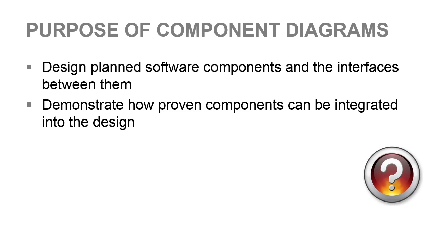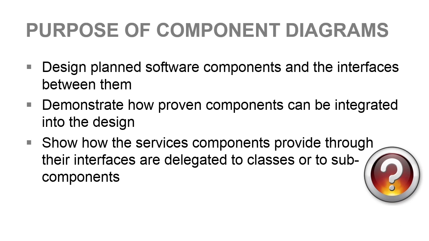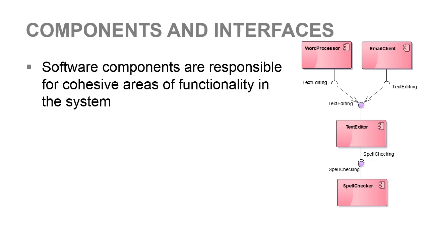One of the reasons for using components is to gain the benefits of software reuse, and they're often used to show how existing components will be integrated into a design. Finally, components can be made up of subcomponents, and ultimately are made up of classes. And we can use component diagrams to model how the functionality of the components is delegated to instances of subcomponents or classes.